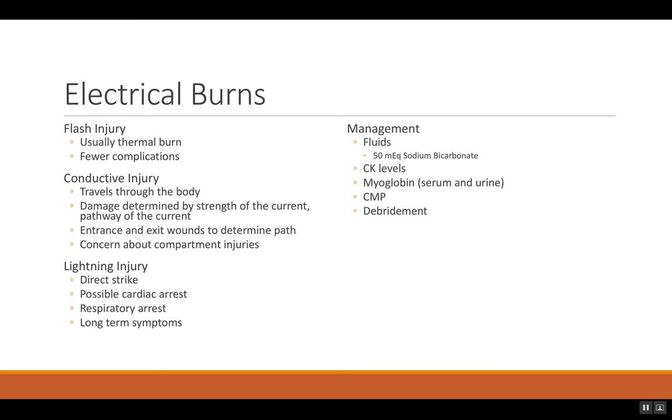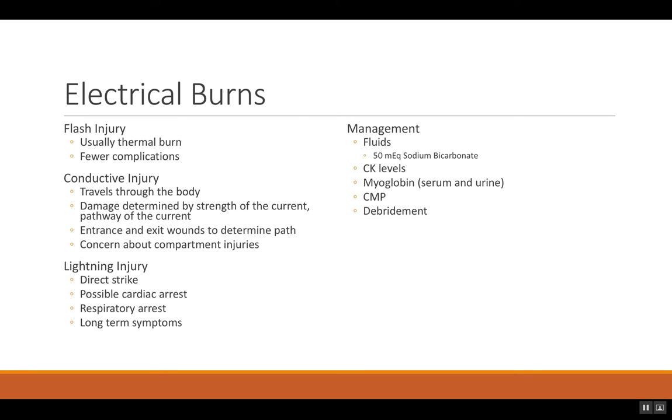Electrical burns is in chart 62-3 on page 1810 in Brunner's 13th edition. What it talks about is the flash injury, usually being the thermal burn with fewer complications, the conductive injury, and the lightning injury. It discusses all of these in there. I'm not going to read this off the slide for you.